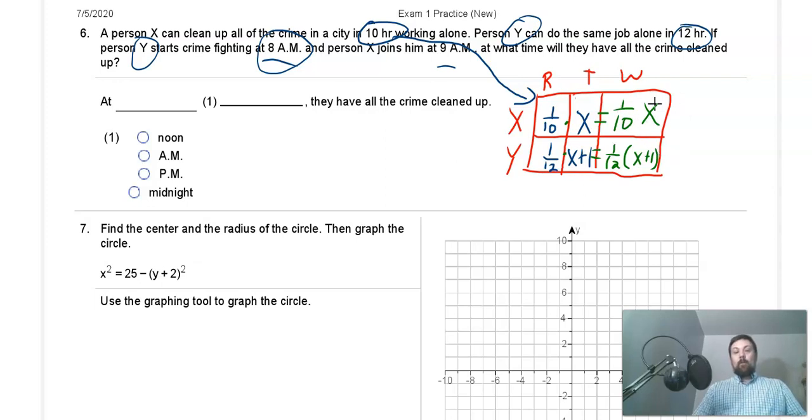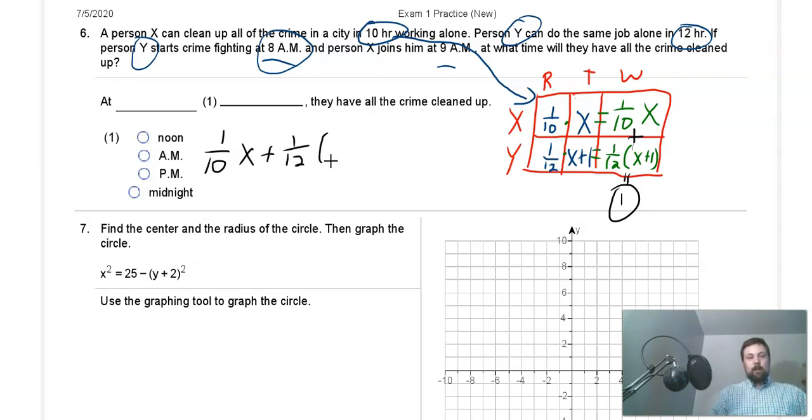And then what do I know about the work that they're doing? Well, together, if I add them up, it adds up to one job getting complete, right? They'll have one city free of crime between the two of them, right? If I add the work they're both contributing, they both contribute enough to get one job done. All right, I hope I'm saying that well. So we're going to get 1/10 X, that's person X's work, plus 1/12 times (X plus 1), that's person Y's work. Together they get one job done.